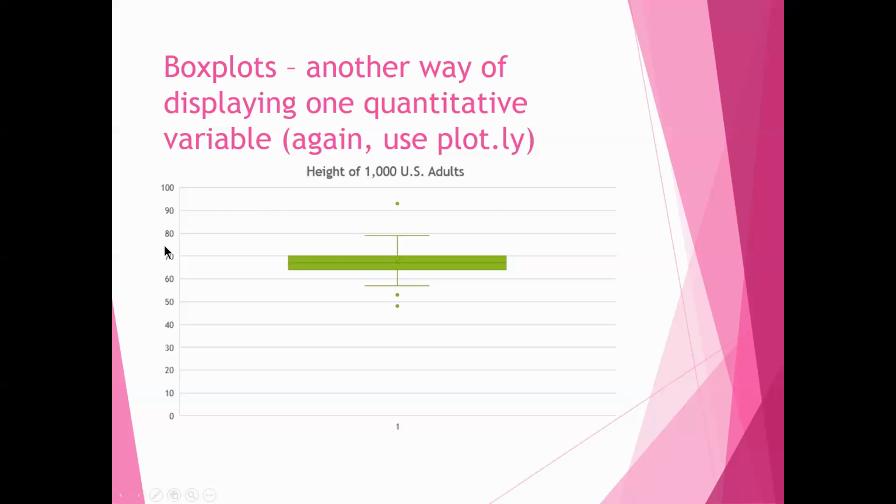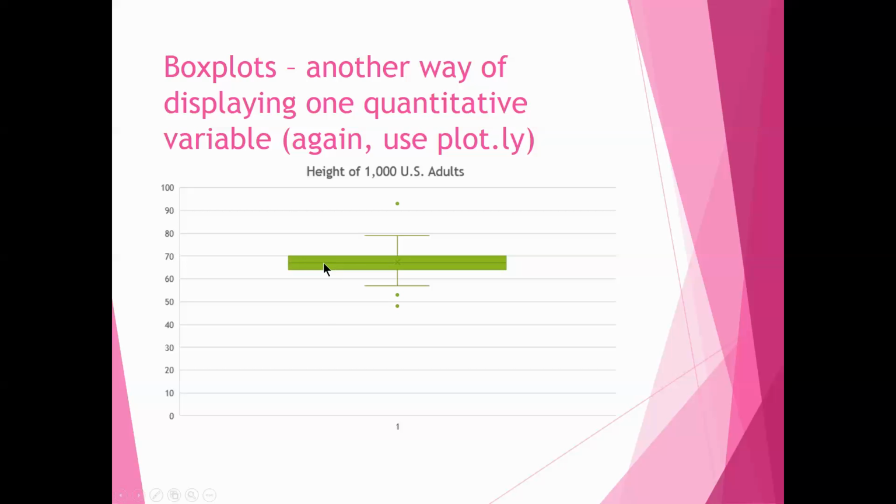This is a box plot showing the height of 1,000 U.S. adults, and it's got this rectangle here with a line through the center. It's got a bar up here and a bar down here and a couple dots here. So let's see how to read a box plot. So this center line, where does it come in? It comes in around 66.